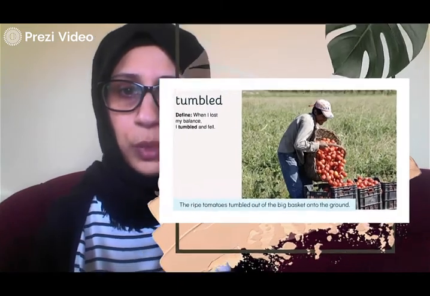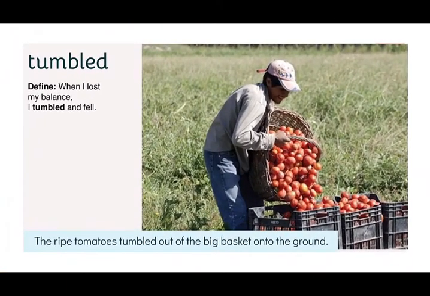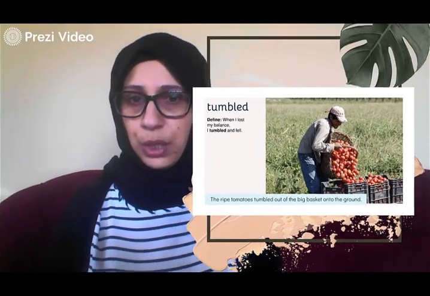Now I have the word tumbled. Tumbled. When I lost my balance, I tumbled and fell. For example, the ripe tomatoes tumbled out of the big basket onto the ground. So tumble, in another word, it's like when you lose your balance and then you fall down. This is the word tumble. So now we're going to practice using these words and practice their definitions, and after that we will move on to our reading lesson.